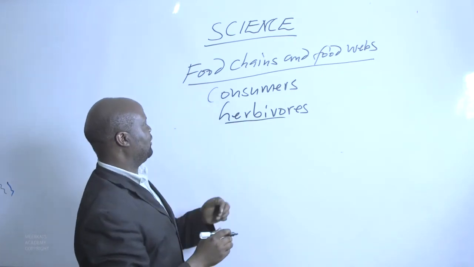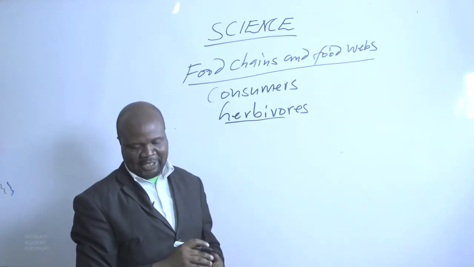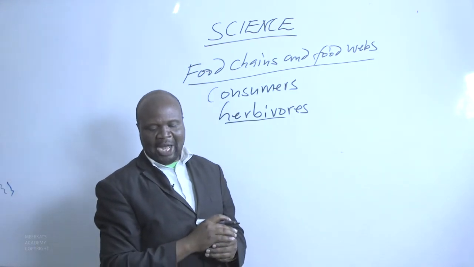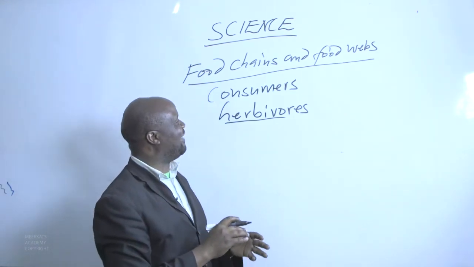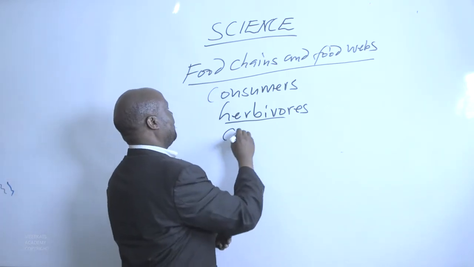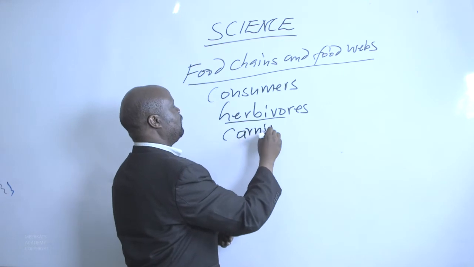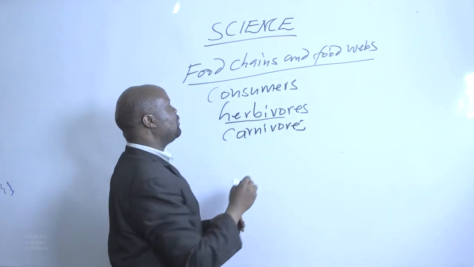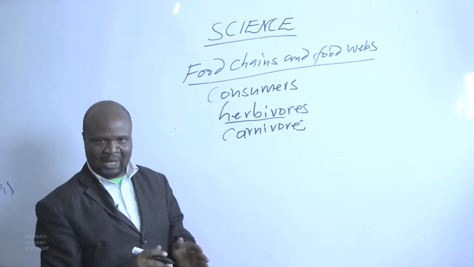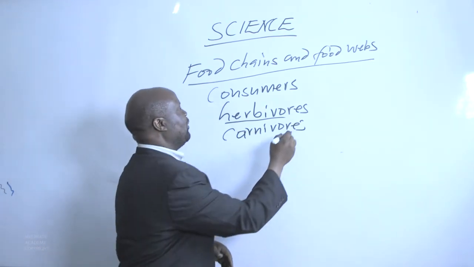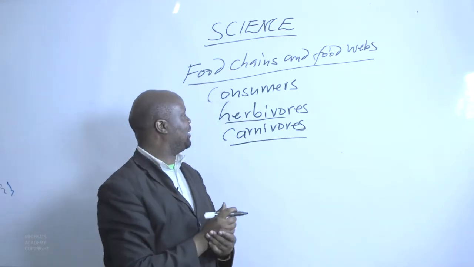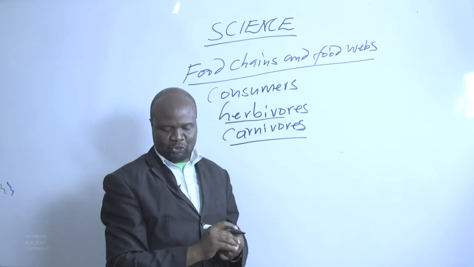Then we are also saying consumers such as lion and leopard eat other animals. They only eat other animals. We call them carnivores. Carnivores are animals that eat other animals. They don't eat plants, they don't eat grass.